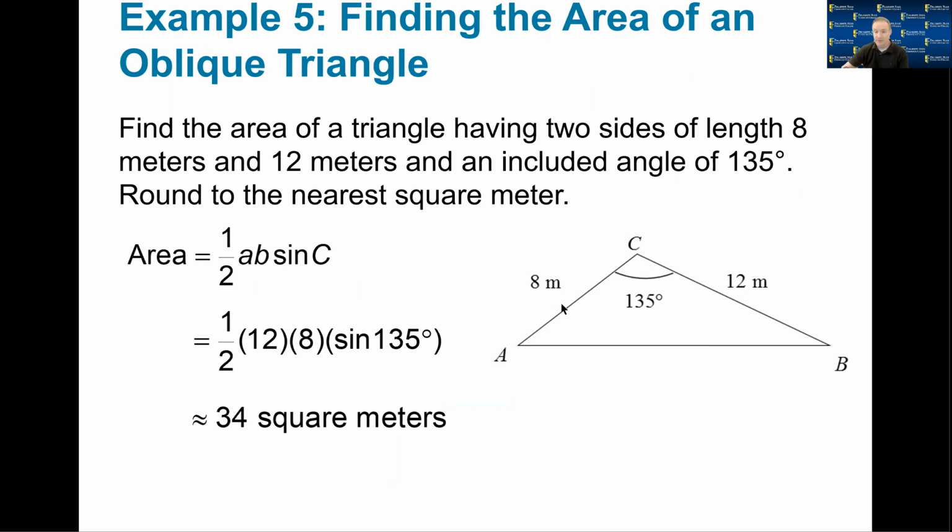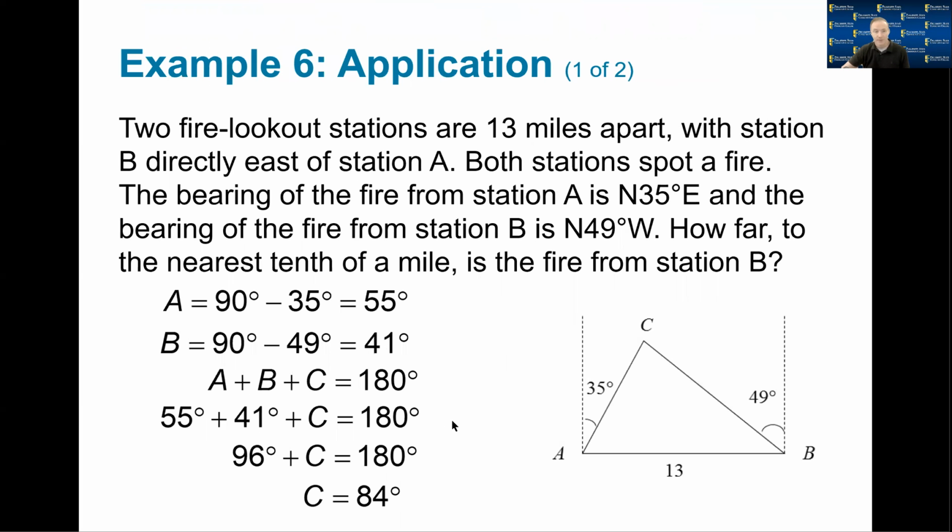My formula is going to tell me it's 1/2 times 8 times 12 times the sine of 135. And when you plug that in, that's 1/2 times 12 times 8. We know the sine of 135 is square root of 2 over 2. But your book's always going to have you round to the nearest meter anyway, so you don't need to keep it precise. And we can just say approximately 34 square meters in that case.